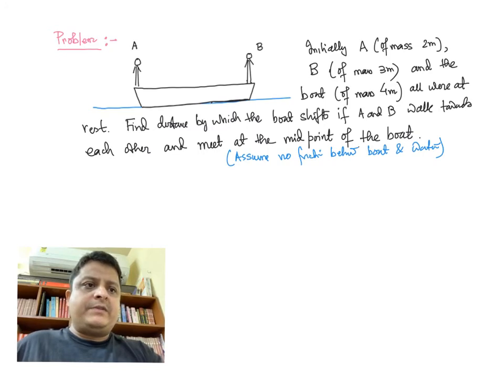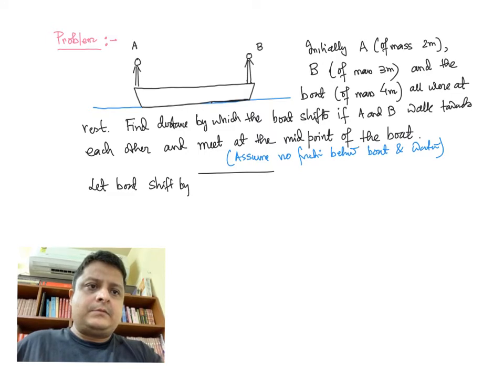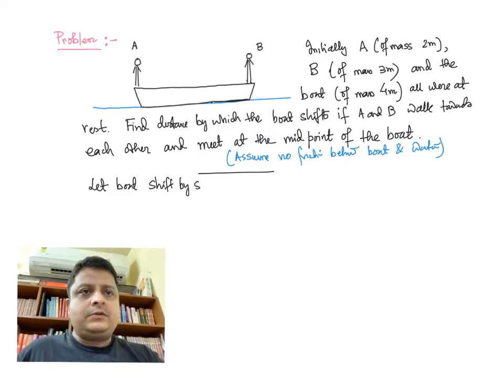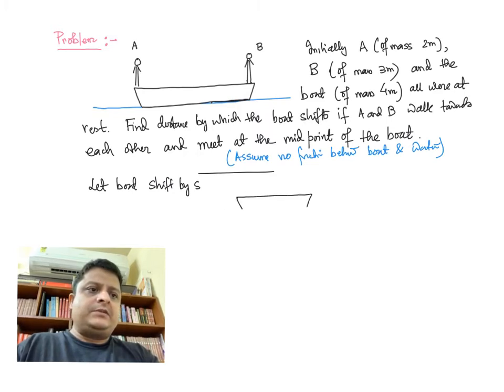So let's quickly make a diagram. Now before the solution we have to assume the boat shifts by s. Obviously we will choose towards the right by default, because we shall consider the x-axis towards the right. You can choose towards left also, that's your choice, but I always choose the x-axis towards the right.